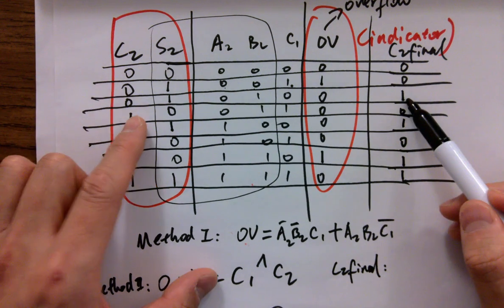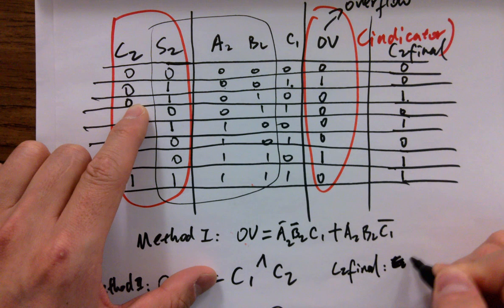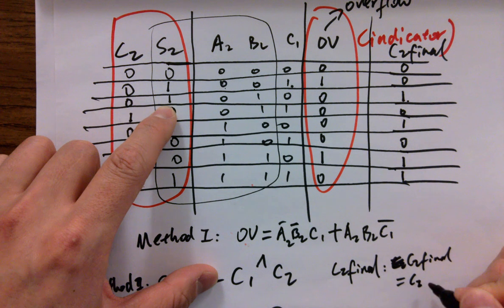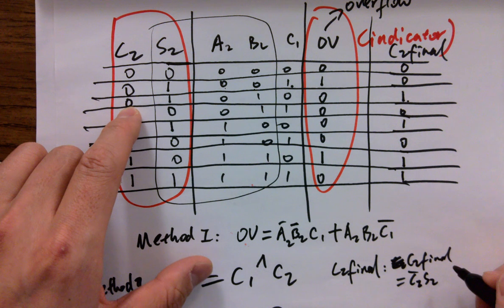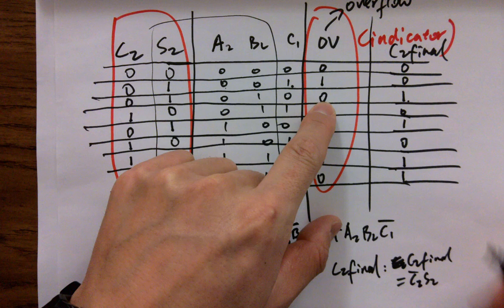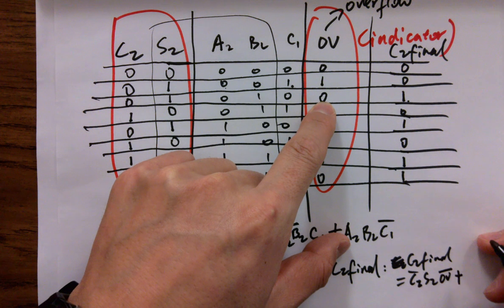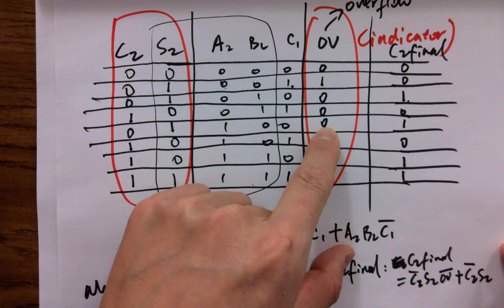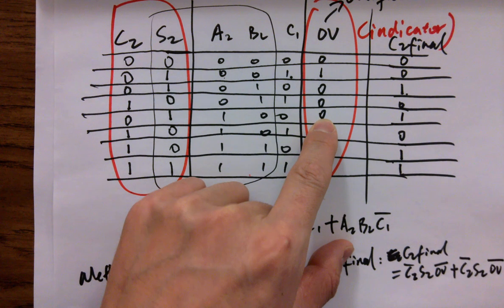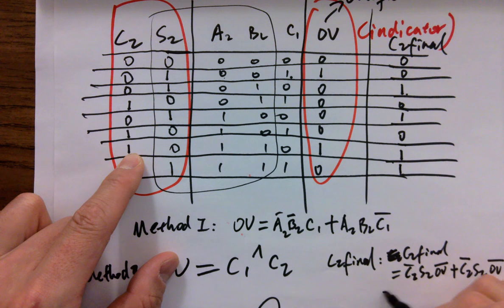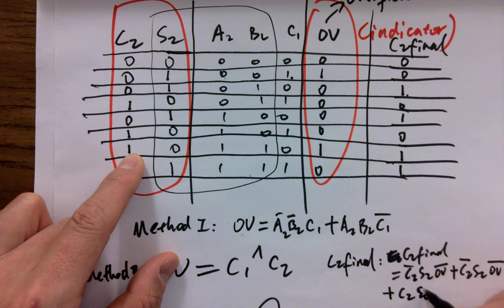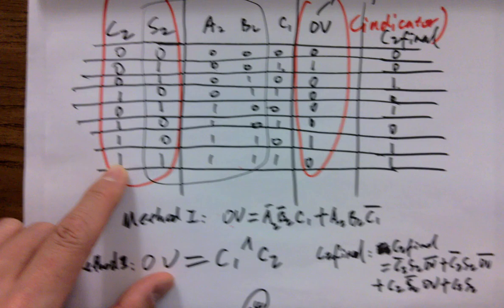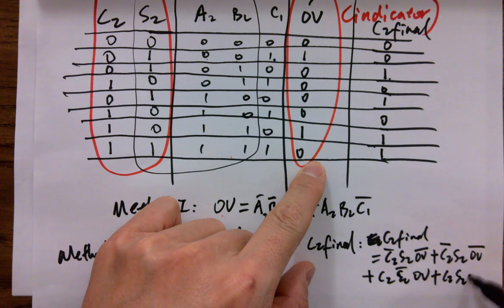C2 final equals C2 not, S2, overflow not, or C2 not, S2, overflow, or C2, S2 not, overflow, or C2, S2, overflow not.